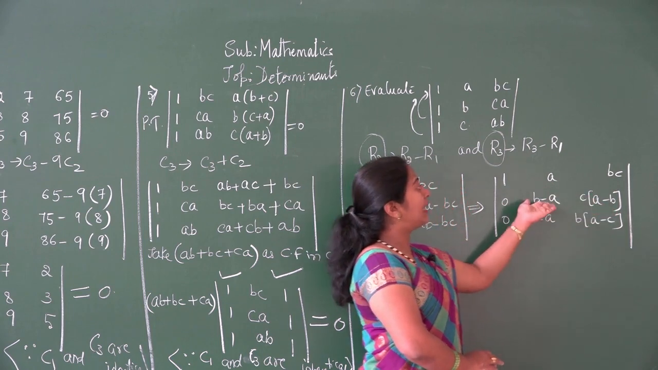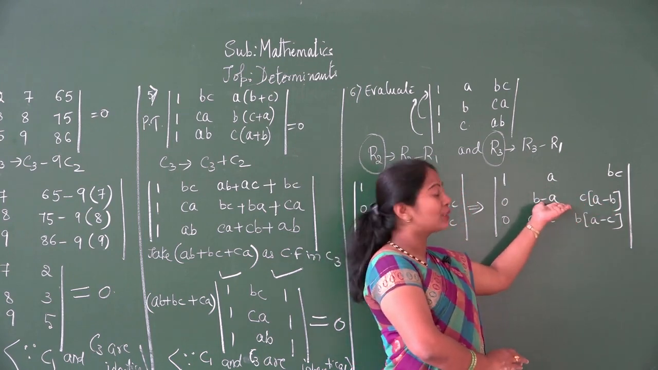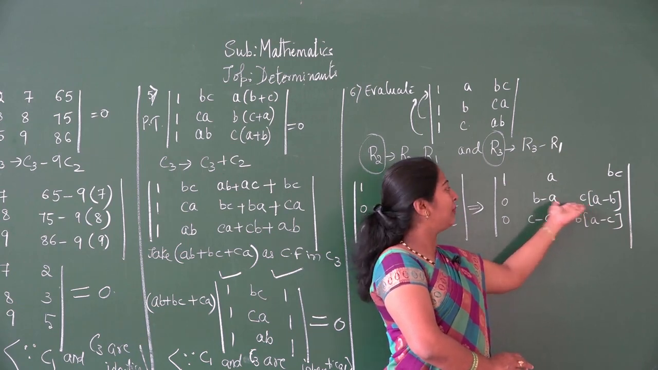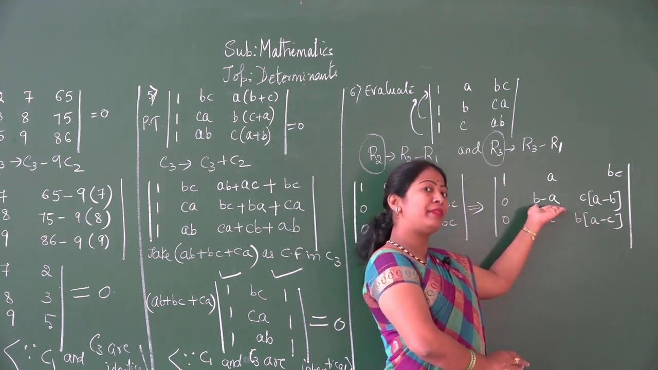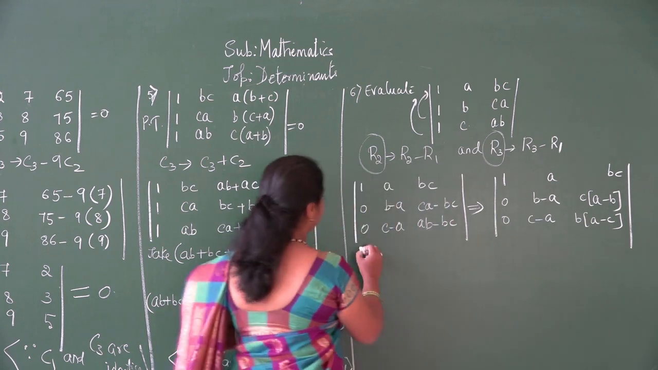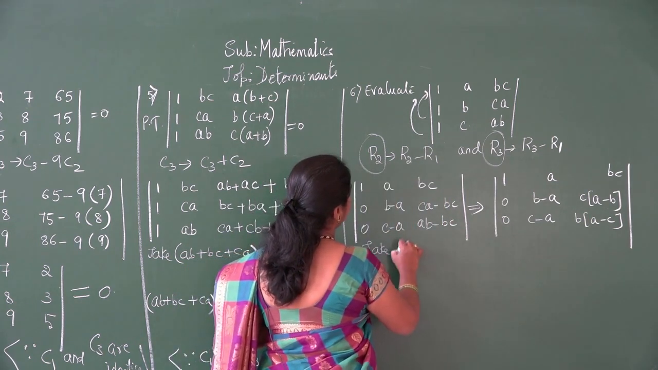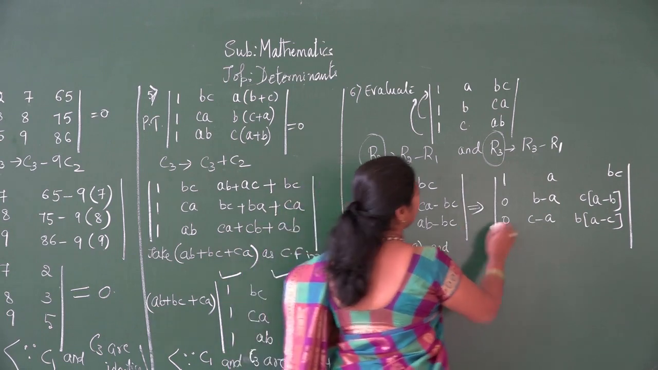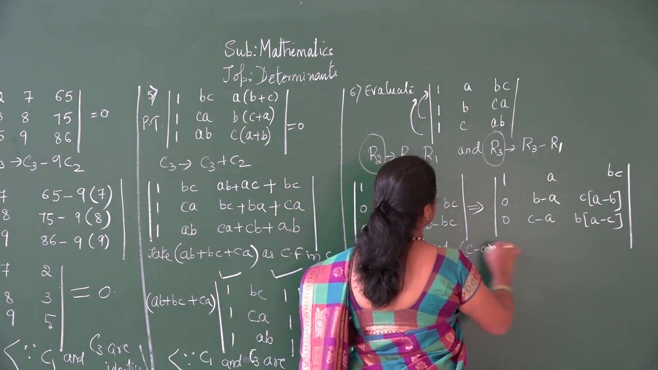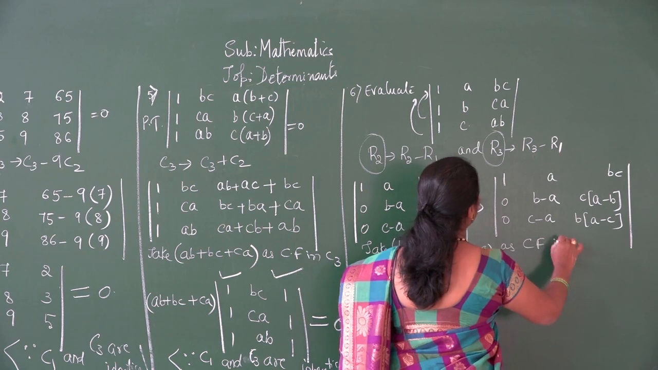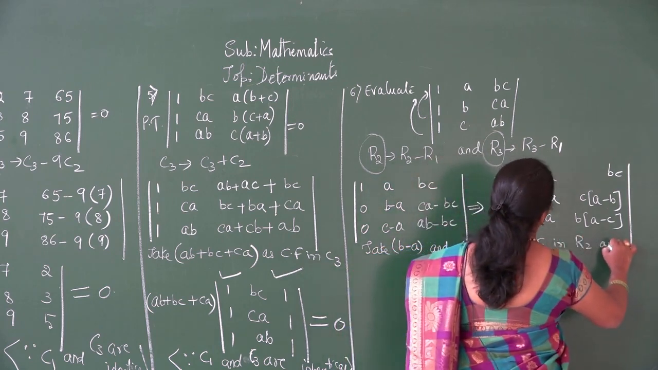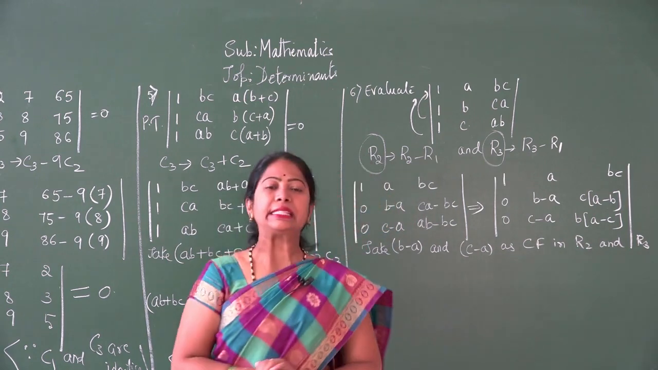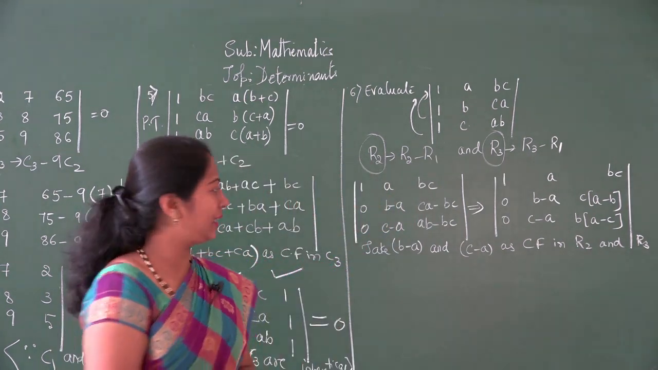Suppose I take B minus A as common. What will be the sign of the third term? It will be minus C, because I am taking B minus A as common. So take B minus A and C minus A as common factors in R2 and R3.